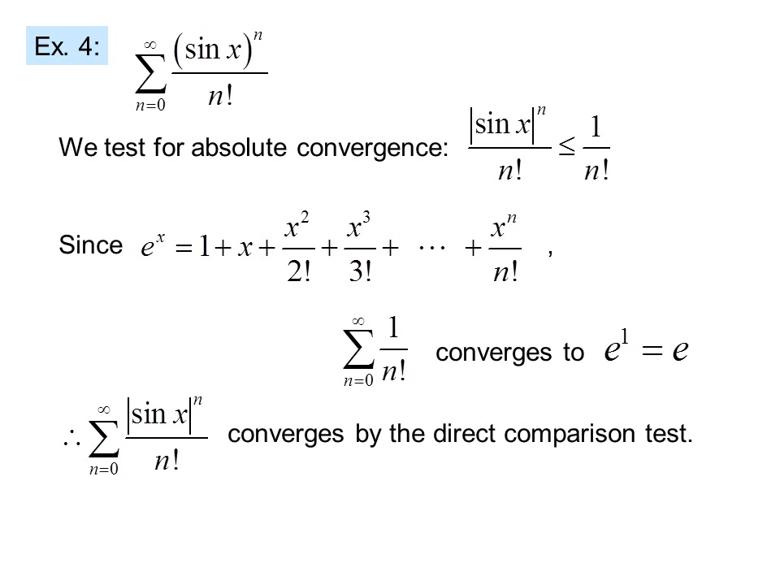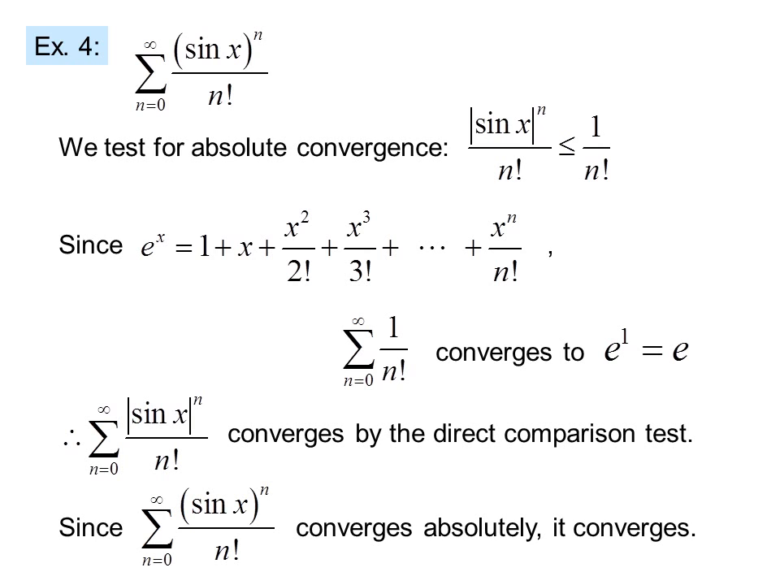Therefore, the summation from n equals 0 to infinity of the absolute value of sine x to the n over n factorial converges by the direct comparison test. Since the summation from n equals 0 to infinity of sine x to the n over n factorial converges absolutely, it converges.